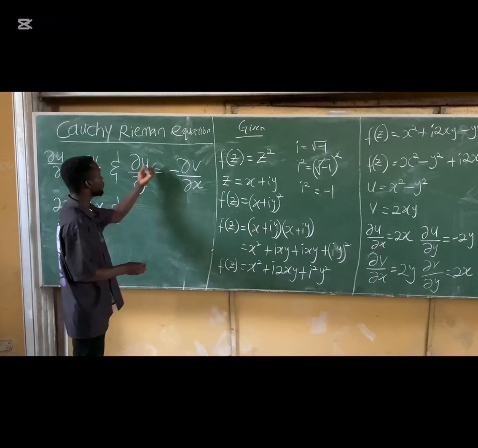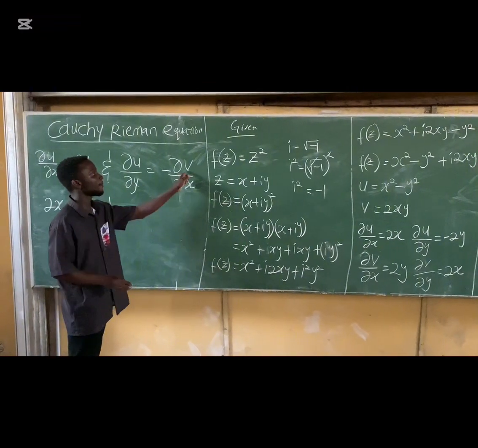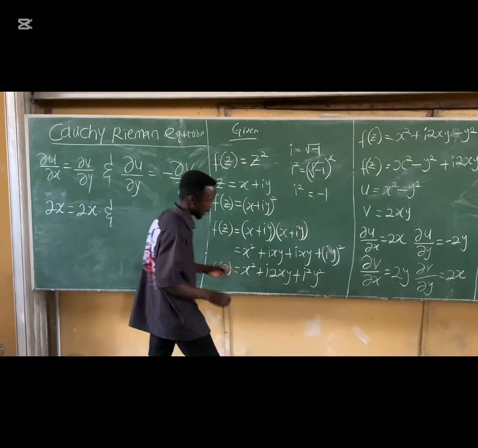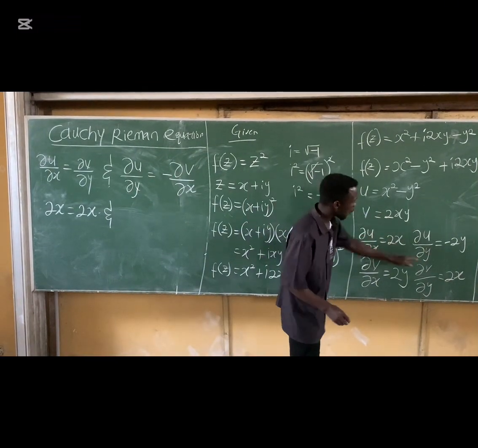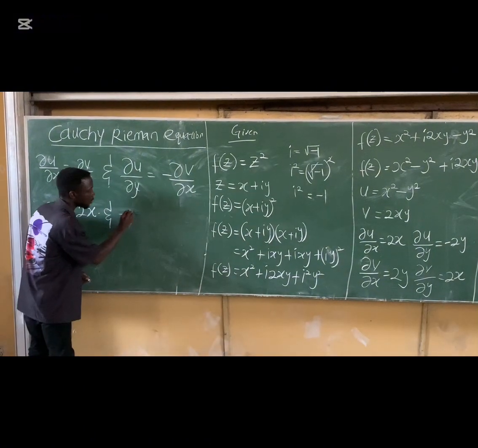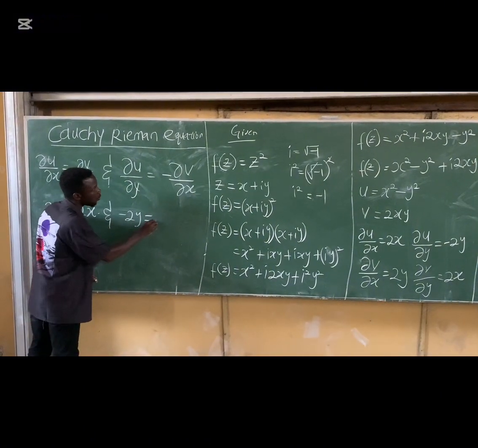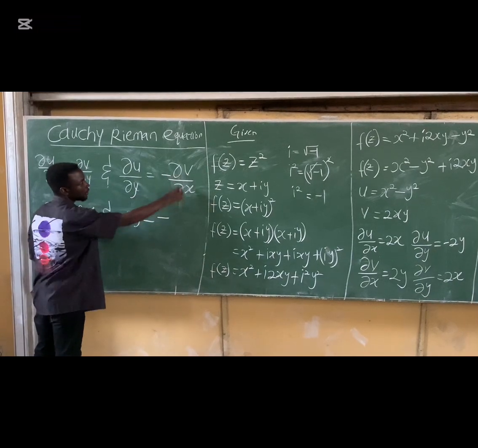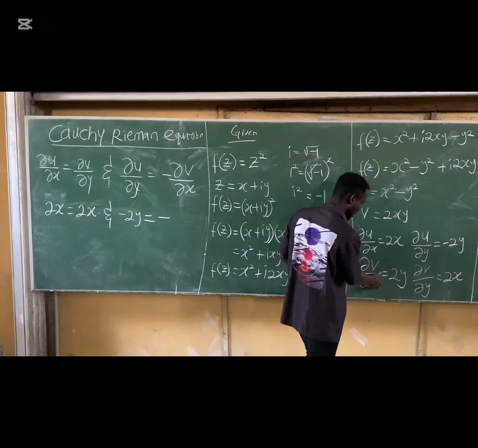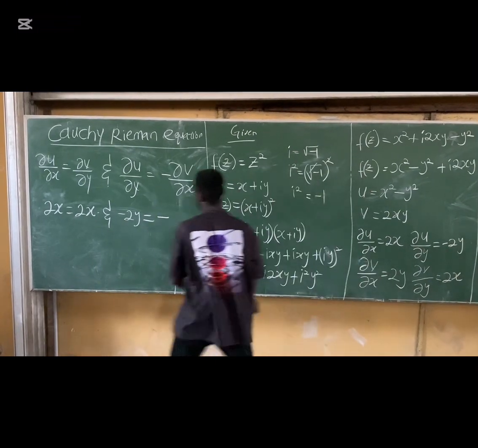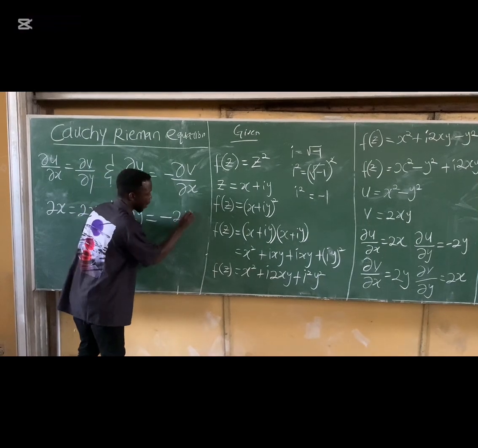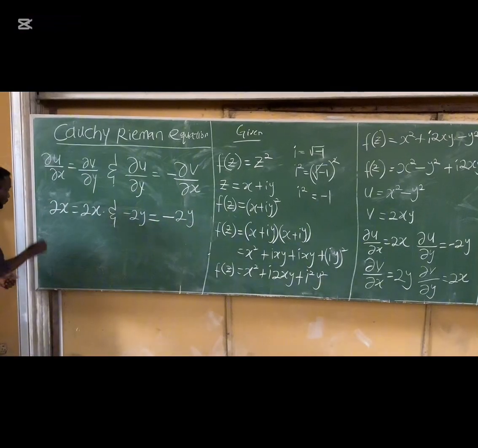Let's check the second one. The second one says du dy must be equal to minus dv over dx. Our du dy is equal to minus 2y. So minus 2y must be equal to minus dv dx. Since dv dx is equal to 2y, here it becomes minus 2y, which is from the formula.